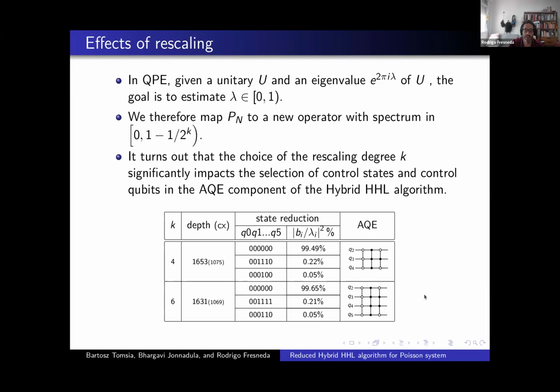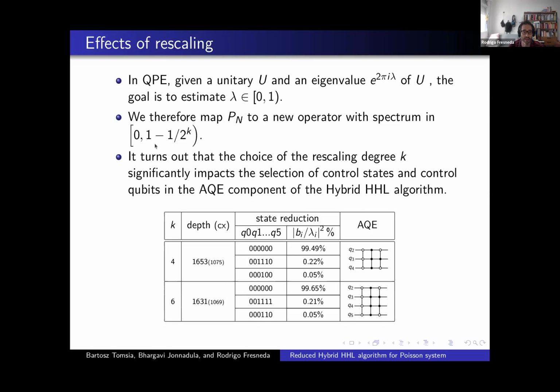So as you know, in phase estimation, you need the eigenvalues of the matrix that you're exponentiating to be between 0 and 1. And as I told you, the Poisson matrix is between 0 and 4. So you need to do some sort of rescaling. And what we found out for this system was something special, that once you do the rescaling, so you map the matrix to a new matrix such that its eigenvalues are between 0 and 1, right? And you have this rescaling parameter k, which controls the size of the range where the eigenvalues will be.